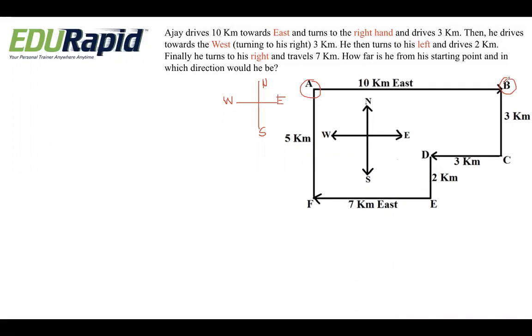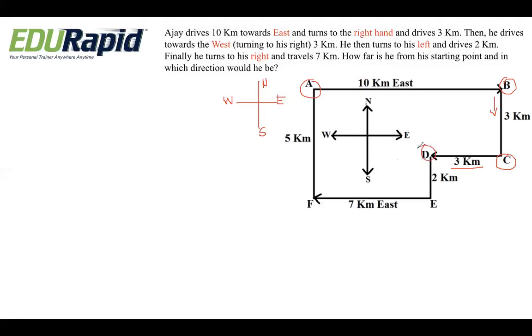And the question says he turns to right. So at this point, he will turn to right. So he is going south and he goes 3 kilometers and reaches a point. Let's assume it is C. And from there, he is still facing south, right? And from there, he turns and drives towards west. So from this point, his west will be this direction. So he'll go 3 kilometers and he reaches this point.